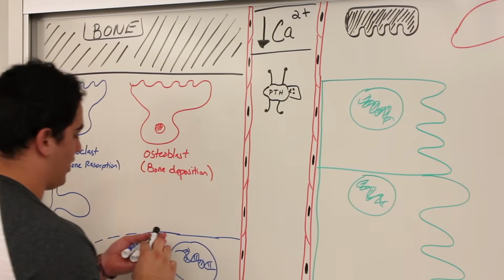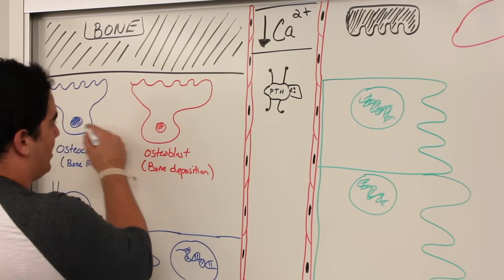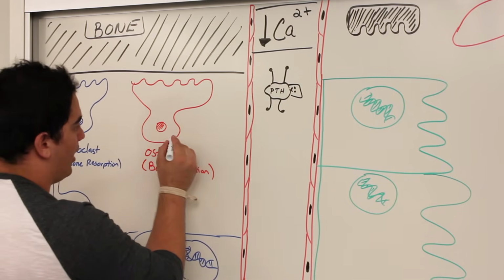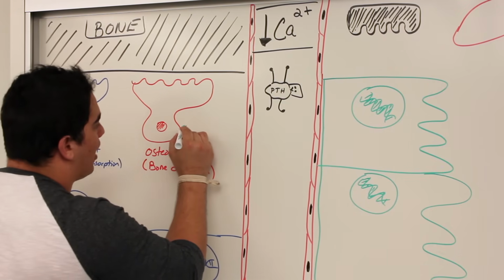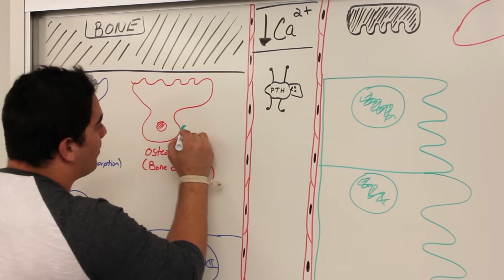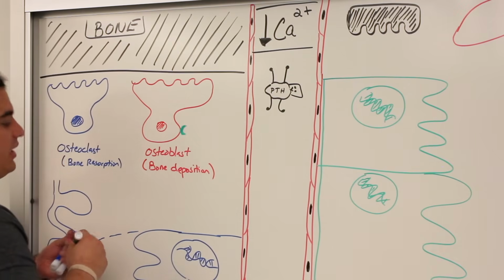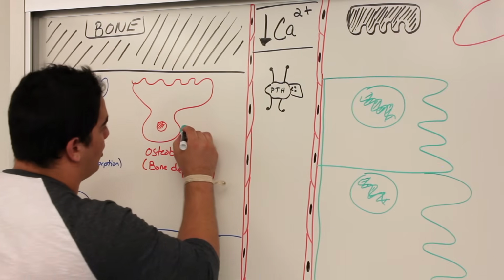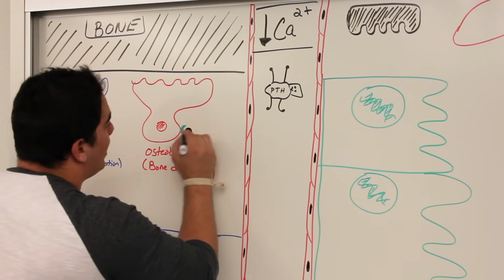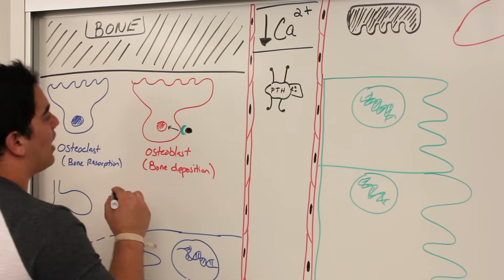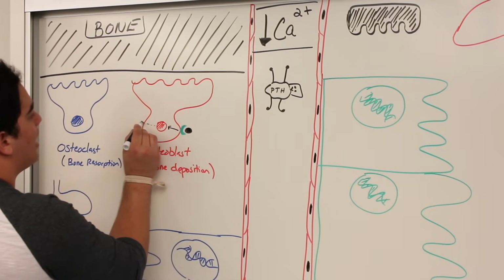But how it does it is a little weird, because these cells love to talk to each other. So it's going to talk to the osteoblast first, and the osteoblast is going to talk to the osteoclast. How? On the osteoblast is a receptor for PTH. So PTH comes in and binds onto this receptor. When it binds, it stimulates the osteoblast to start secreting a specific chemical.